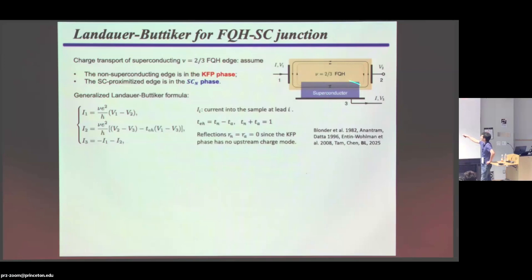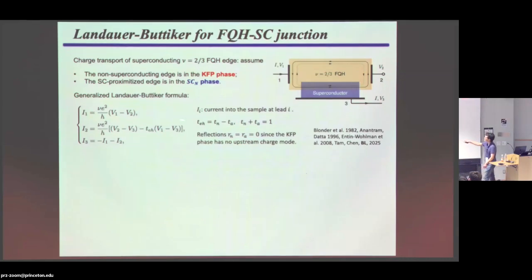And in the superconducting proximitized range, we assume it equilibrates to the SCN phase we talked about earlier, a different fixed point. Then basically, we only need to calculate these transmission and Andreev transmission, or normal transmission coefficients. Here, because in the edge states there's only a forward propagating charge mode in the normal region, that indicates any reflection, Andreev reflection or normal reflection, is 0. So you only have transmissions.